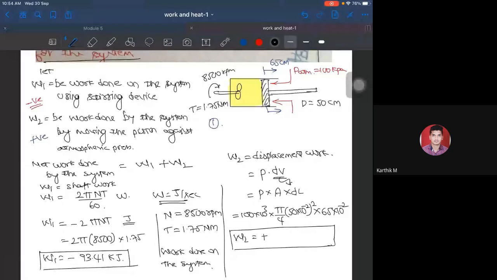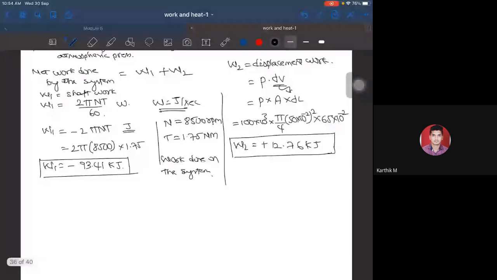12.76 kilojoules. Now my task is to calculate the net work done. So the net work done by the system is W1 plus W2. W1 is minus 93.41 plus W2 is plus 12.76.